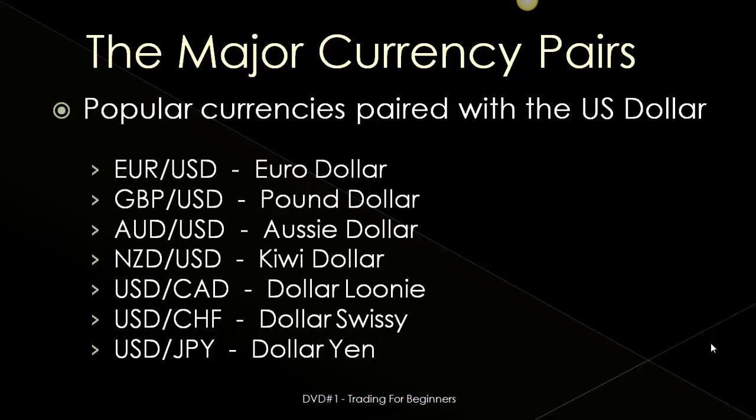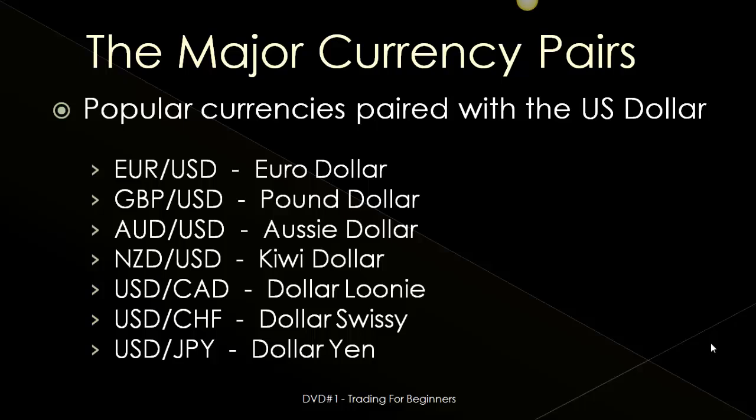Now some of these currencies also have some odd names. The Euro USD is known as the Euro dollar. The GBP USD is known as the pound dollar. The AUD USD is known as the Aussie dollar. The NZD, or New Zealand dollar, and the US dollar is known as the Kiwi dollar. The US dollar and the Canadian dollar is known as the dollar loonie. The US dollar and the Swiss franc is known as the dollar Swissy. And the US dollar and the yen, well, they just call it the dollar yen.